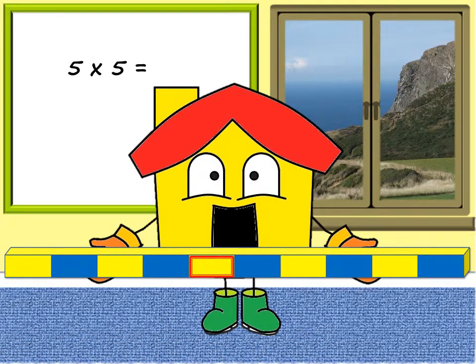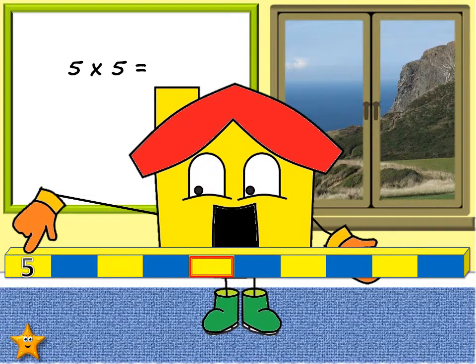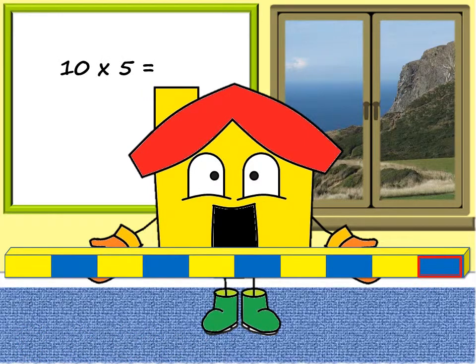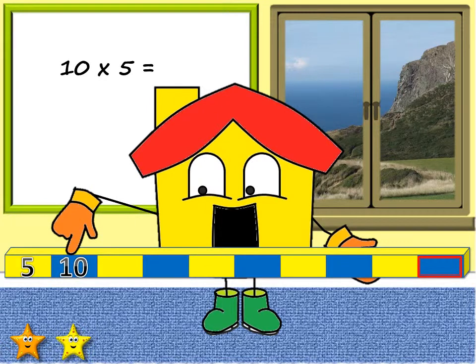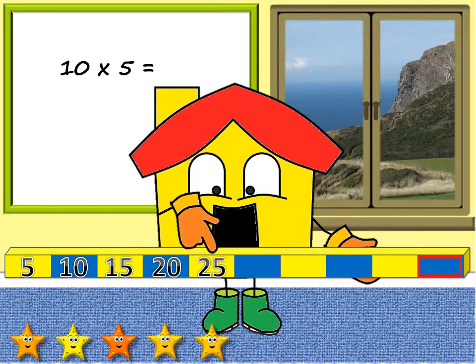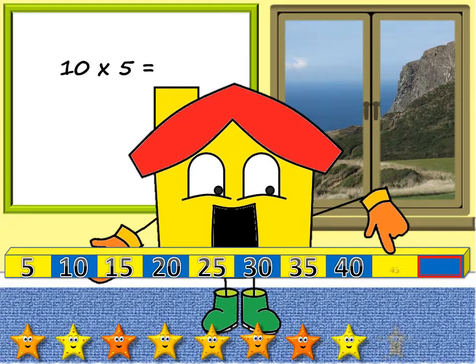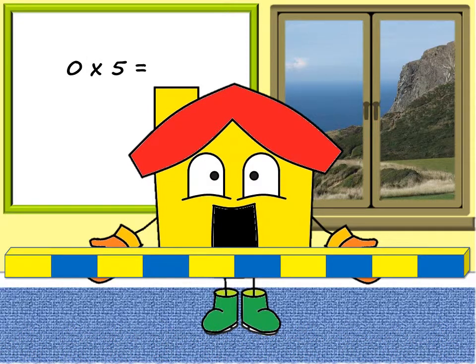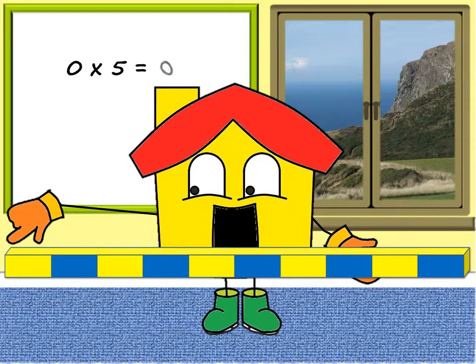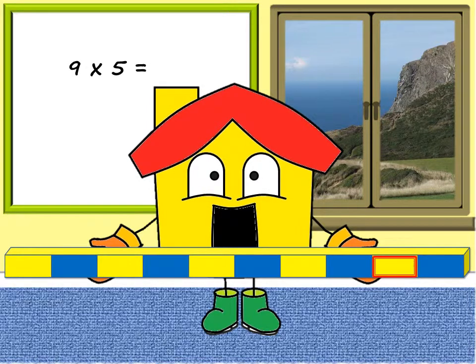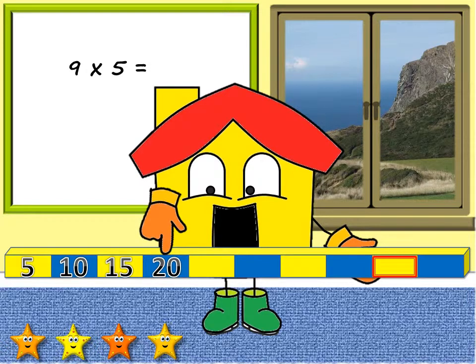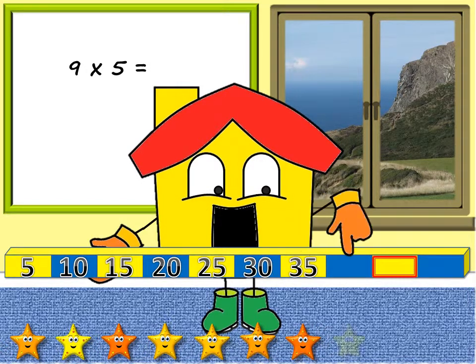5 lots of 5. 0. 5. 10, 15, 20, 25. 10 lots of 5. 0. 5. 10, 15, 20, 25, 30, 35, 40, 45, 50. 0 lots of 5. 0. 9 lots of 5. 0. 5. 10. 15. 20. 25. 30. 35. 40. 45.